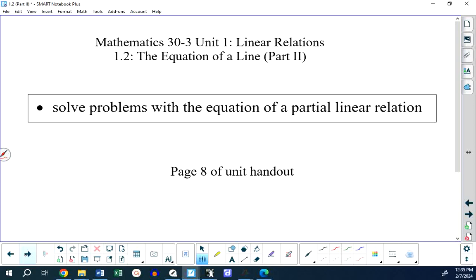Yesterday, we learned about the equation for a direct linear relation. Today, we're going to look at an equation for a partial linear relation. Quickly, briefly, because I think you know this, but I would like to go through it.